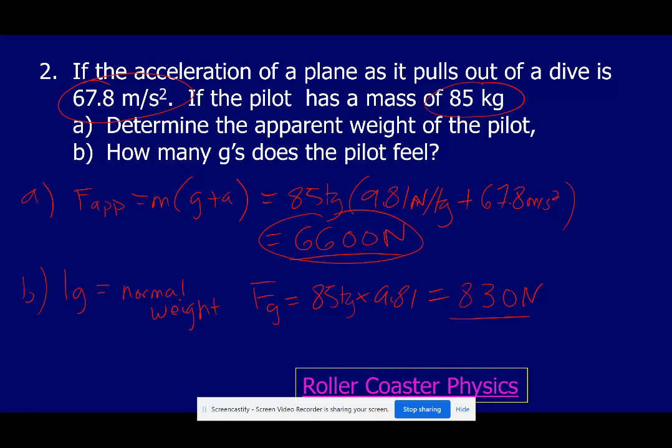But how many G's does the pilot feel? Your number of G's is going to be equal to your apparent weight, 6,600 newtons, divided by your normal weight, 830 newtons. And that'll roughly give you how many G's. I know I rounded my answers there, but this is going to give you a nice approximation. And I got approximately 8 G's. My calculator actually gave 7.95, but it's about 8 G's of force that you feel, which is dangerous.